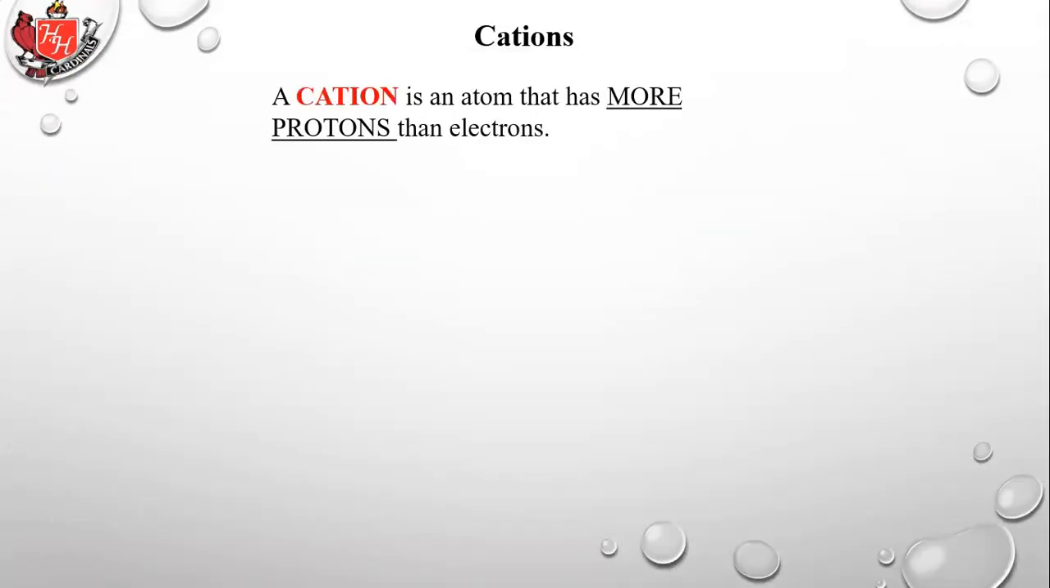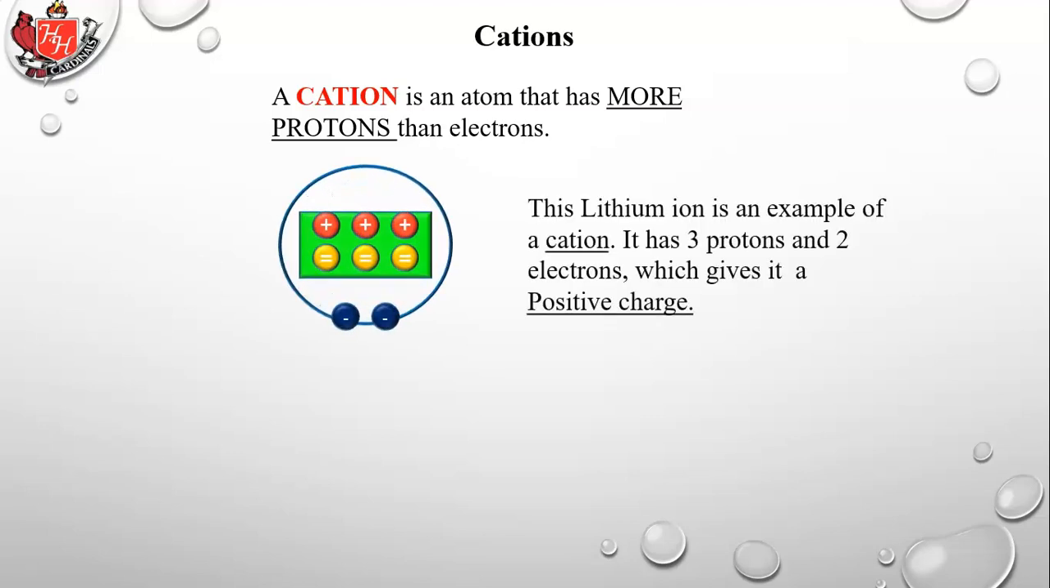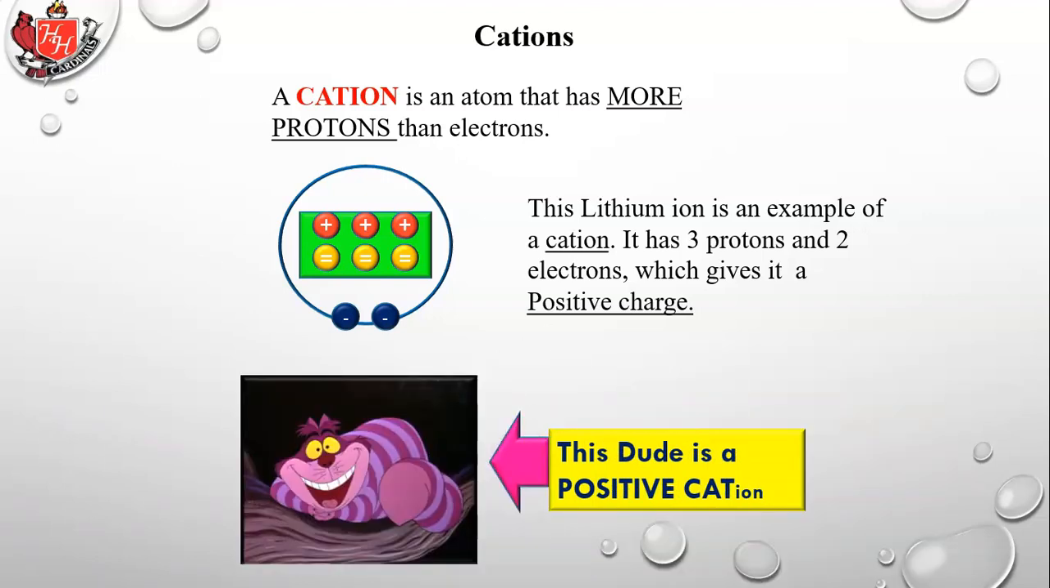A cation is an atom that has more protons than electrons, so in the other direction. The lithium that we looked at on the previous slide is an example of a cation. It has 3 protons, 3 plus signs, and 2 electrons, 2 minus signs, which gives it a positive charge. So this dude is a positive cation. So cations are positive ions, anions are negative ions.